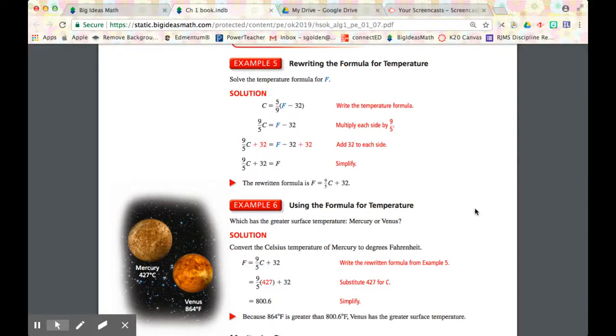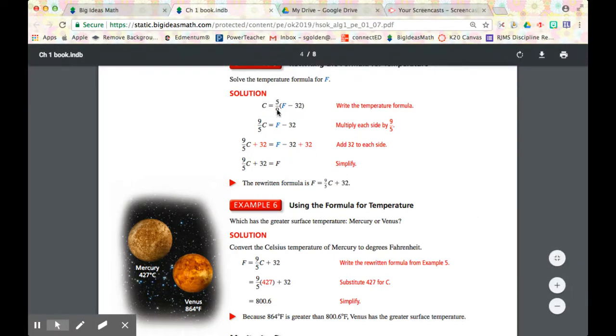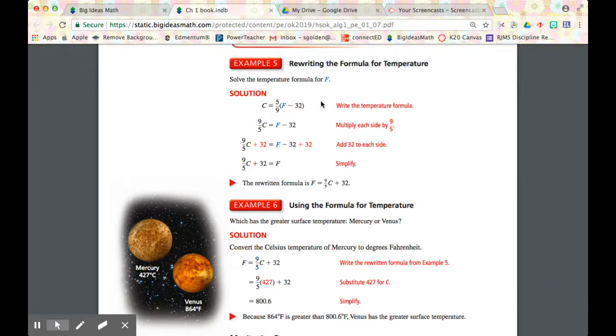Okay, we're going to look at example 5 and 6. Excuse me, sorry. So on example 5, it says solve the temperature formula for Fahrenheit. So the formula we're given for temperature is C equals 5/9 times F minus 32, where C stands for degrees Celsius and F is degrees Fahrenheit. Okay, we're used to seeing everything in Fahrenheit. That's what we use here in America for temperature.